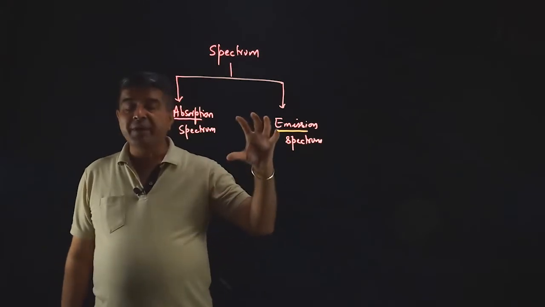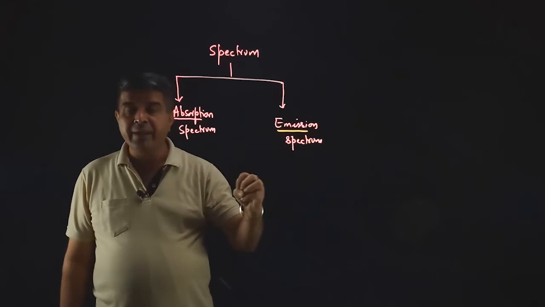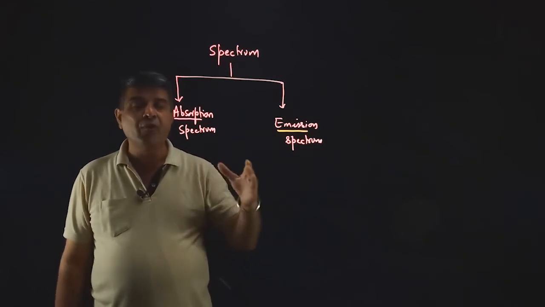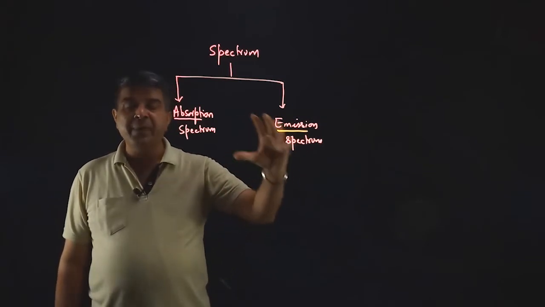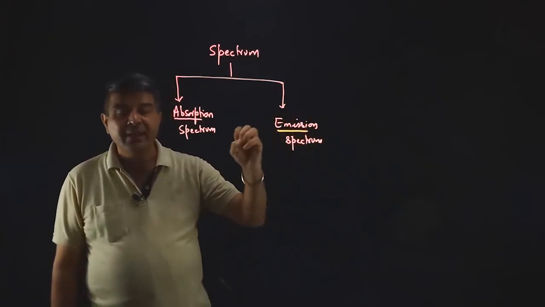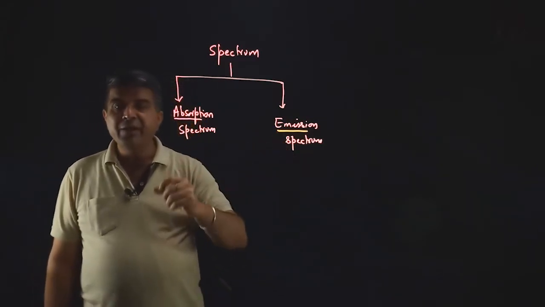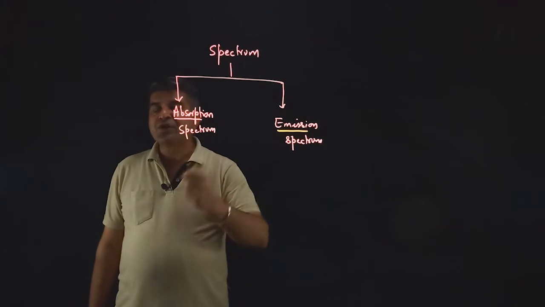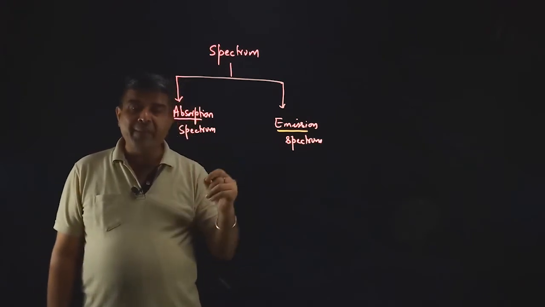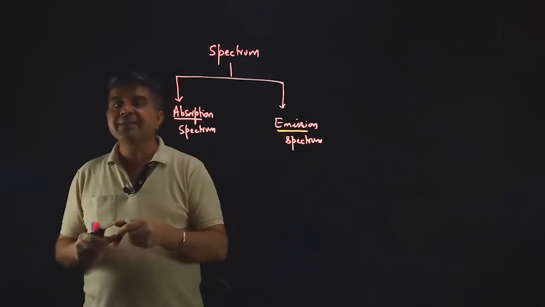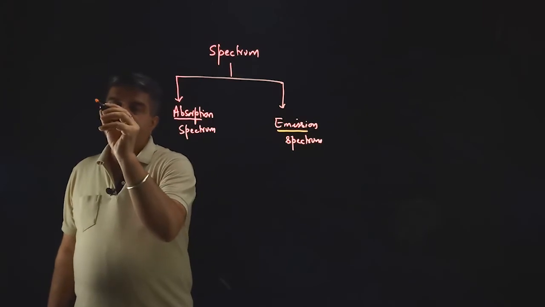So emission spectrum is when an element or a compound is heated or placed under the influence of an electrical field, it would emit some radiation, and the spectrum of that radiation is the emission spectrum. Now a very simple example is, in your class 11th you will do salt analysis, and in salt analysis you do the flame test. The flame test is a characteristic example of emission spectrum.